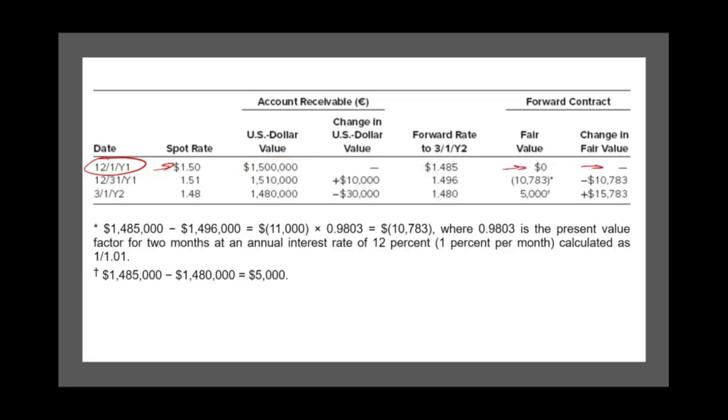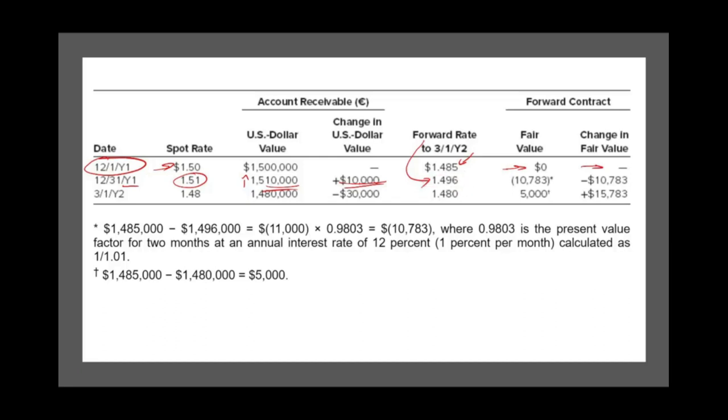On December 31st, year one, the spot rate is $1.51. The receivable will go up by 10,000, so we'll have a gain. The forward rate is 1.496. Now, the forward rate went up. Well, we made a mistake buying the forward contract on December 1st. If we had waited until December 31st, the forward rate would have been 1.496.